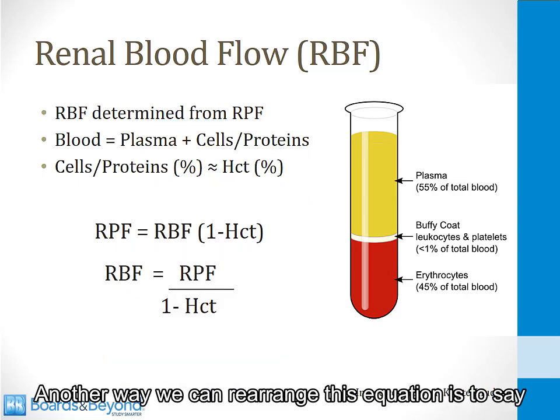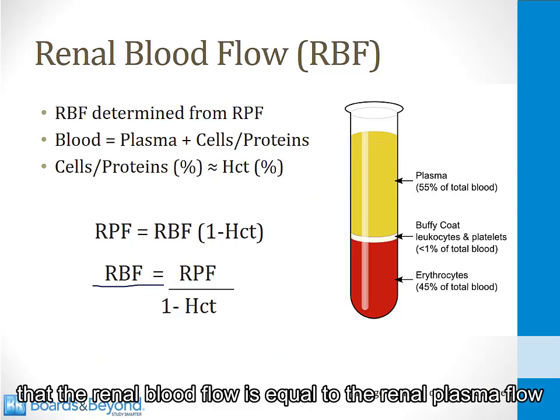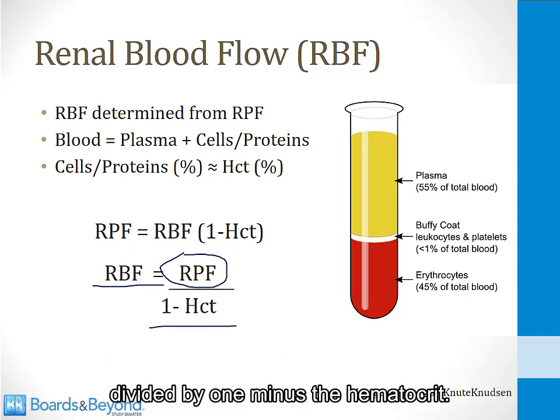Another way we can rearrange this equation is to say that the renal blood flow is equal to the renal plasma flow divided by 1 minus the hematocrit.